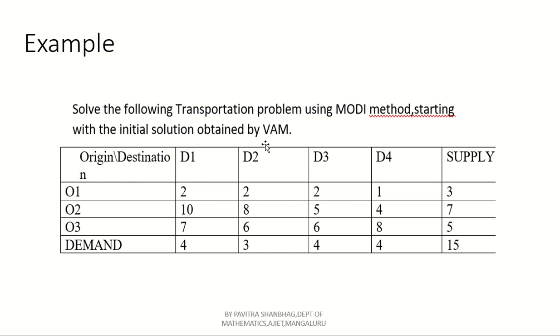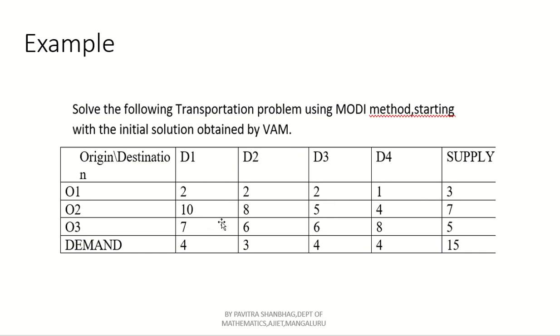Again, we have Vogel's approximation method that we are applying here. First, origins O1, O2, O3 and demands D1, D2, D3, D4. Origin 1 to demand 1 is 2 units, to demand 2 is 2, to demand 3 is 2, and to demand 4 is 1. Origin 2 to demand 1 is 10, to demand 2 is 8, to demand 3 is 5, and to demand 4 is 4.